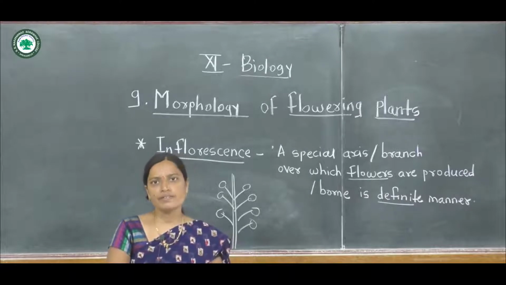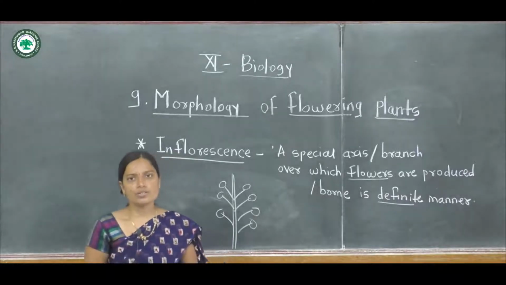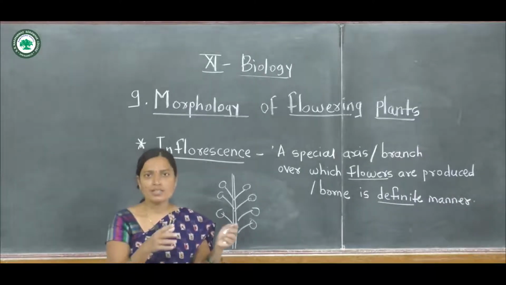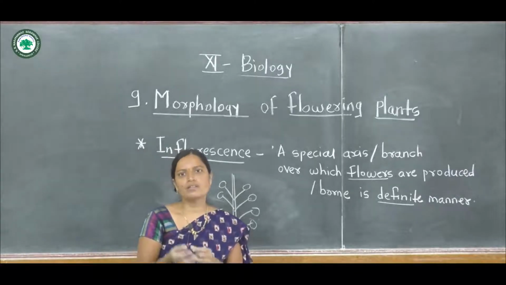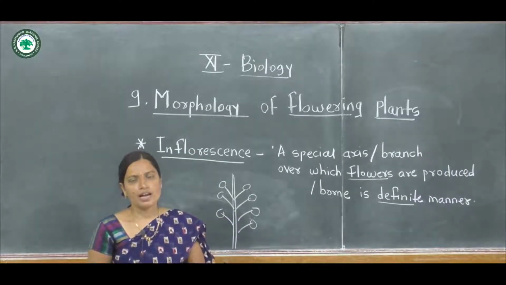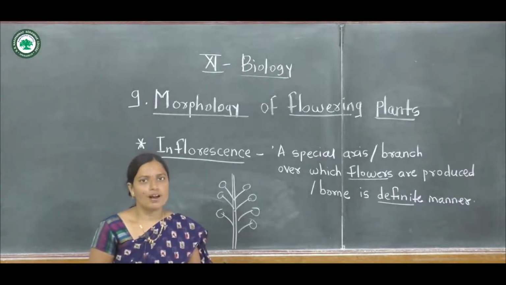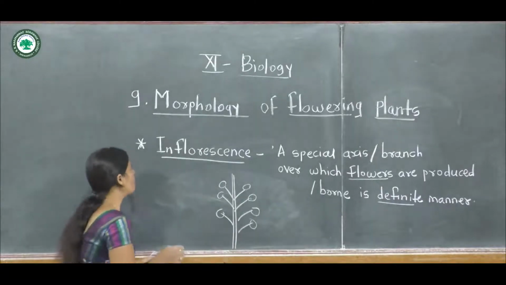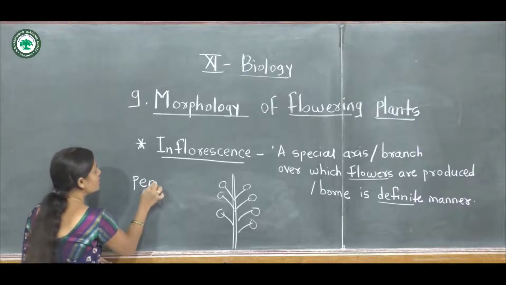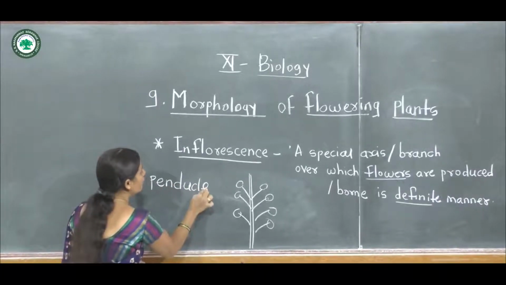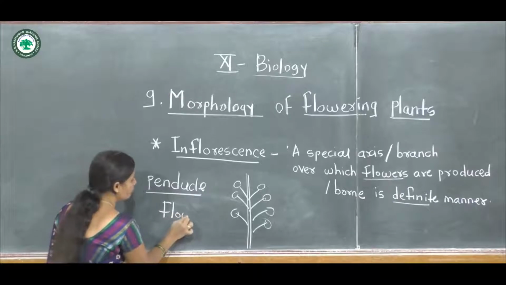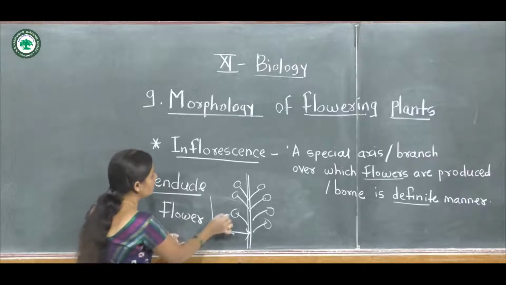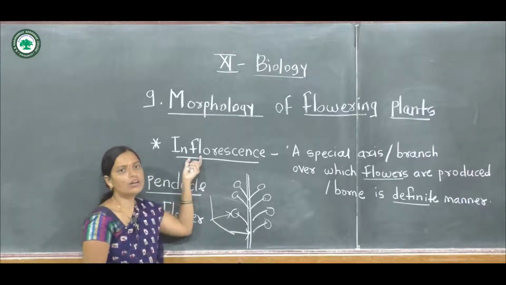Inflorescence plays a very important role in the pollination process. The flowers arise in a group, and insects are attracted to these flowers and pollination takes place. The inflorescence has two parts, the peduncle and the flowers. This is the peduncle and this is a flower. These are the two parts of the inflorescence.